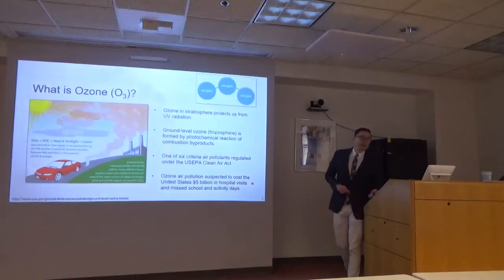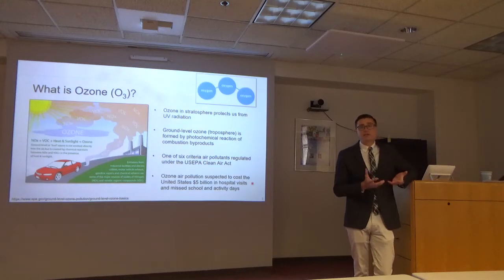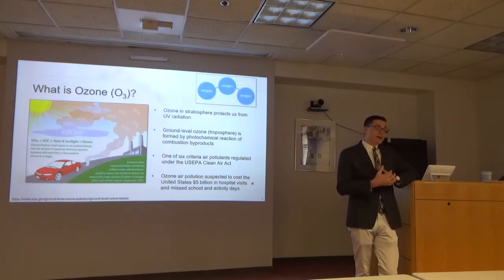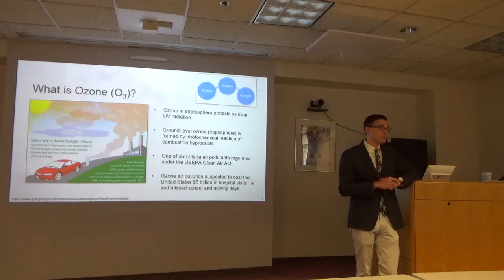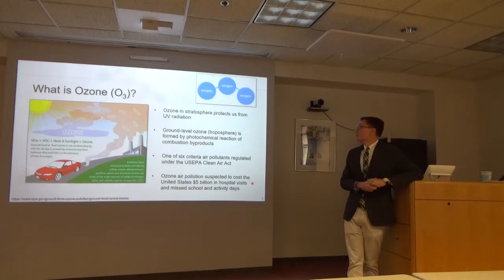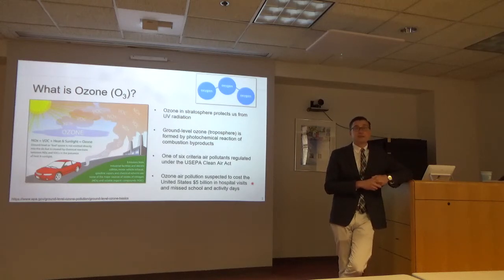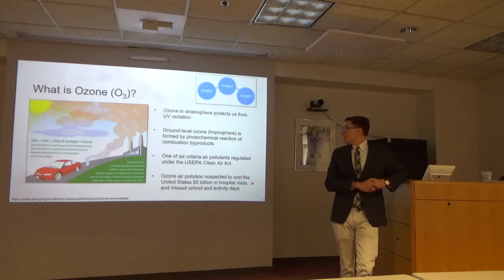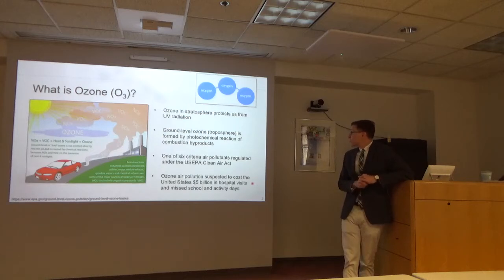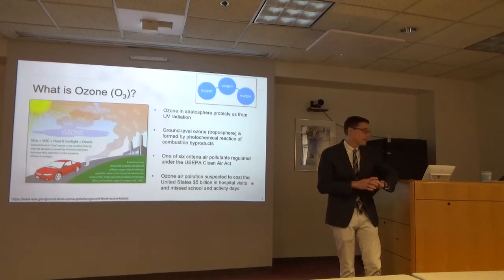So what is ozone? Everyone here is probably familiar with ozone. They've heard about ozone and the ozone layer, which is great because ozone in the stratosphere protects us from UV radiation. But ground level ozone down here in the troposphere is a highly reactive urban air pollutant. It's generated through a photochemical reaction between combustion byproducts such as vehicle emissions and factory emissions and nitrogen oxides in the atmosphere. This ozone is so highly reactive and such a cause for concern that it's designated as a criteria air pollutant and thus regulated under the US EPA Clean Air Act. It's suspected that exposure to ozone air pollution costs the United States upwards of $5 billion in hospital visits and missed school and activity days.